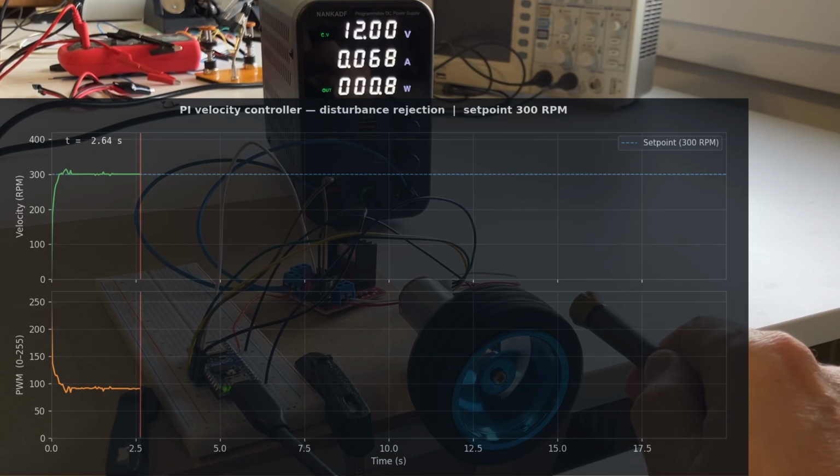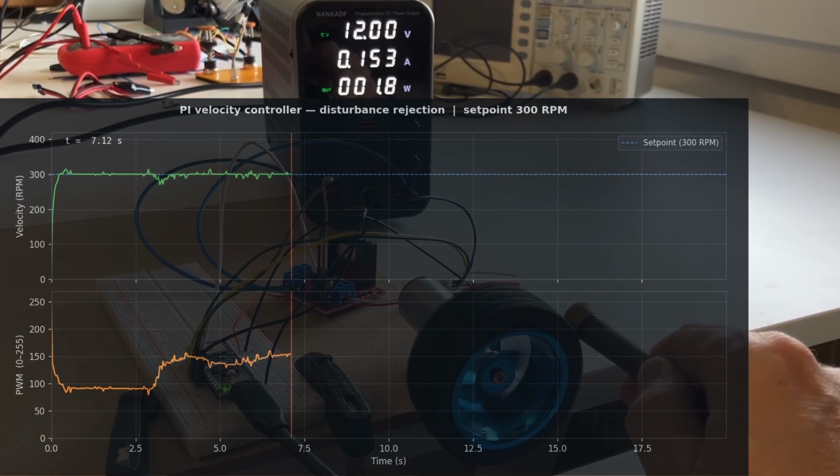That's it. The motor doesn't know whether you guessed the gains or derived them. But we do, and that's the point.